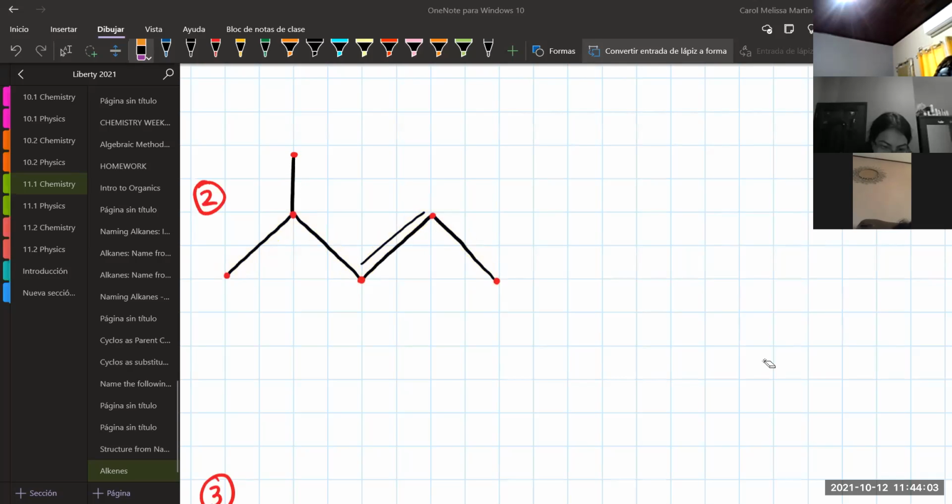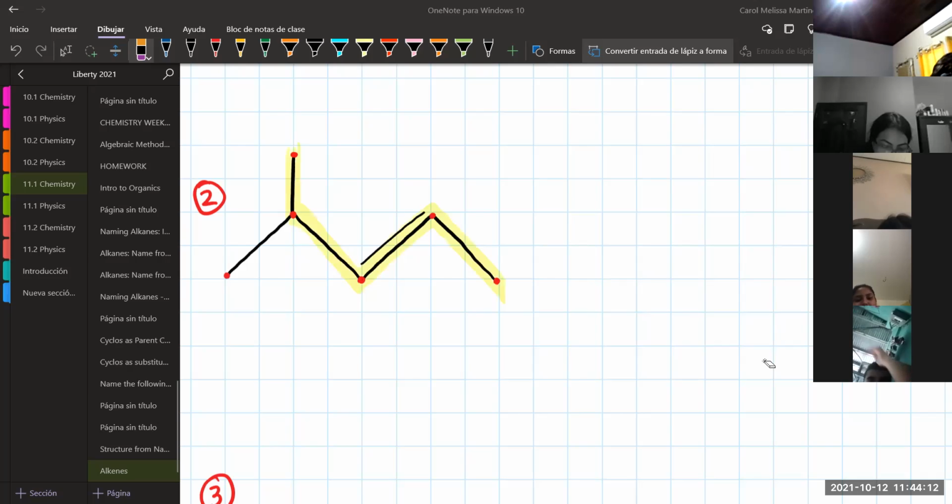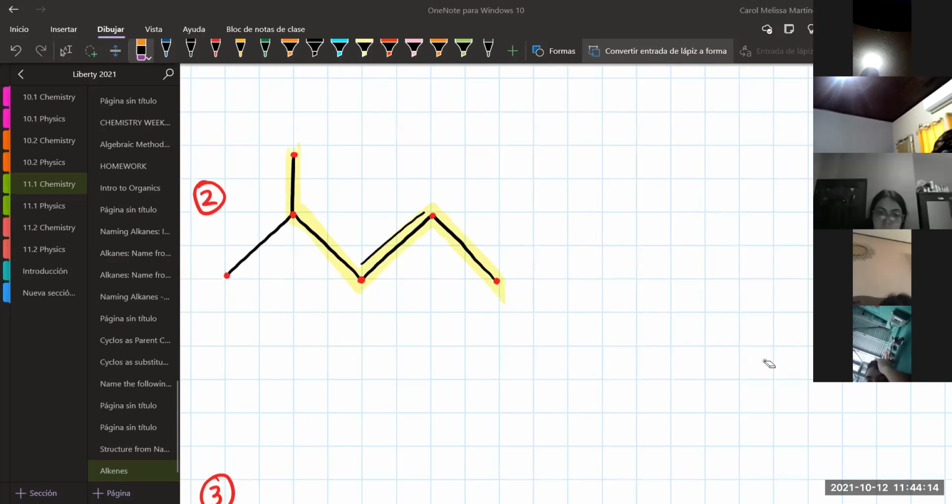Okay, so I'm going to leave the parent chain that Ashley drew, which is this one. Now, that is my parent chain. So I will divide my parent chain in half. So where is the double bond? In the right or in the left? Right or left? In the right. Okay, it is in the right.